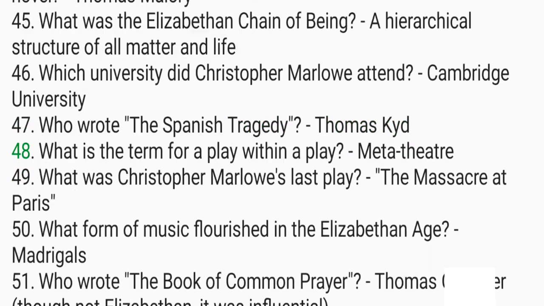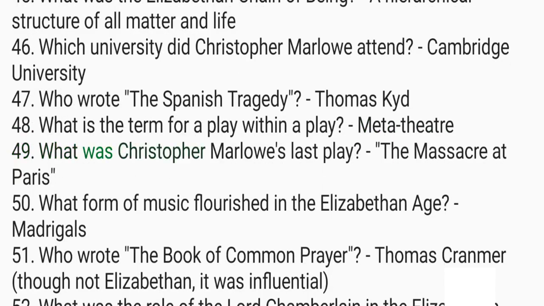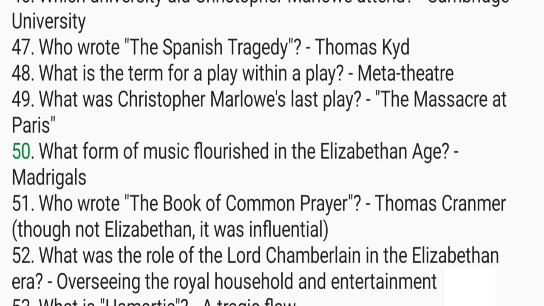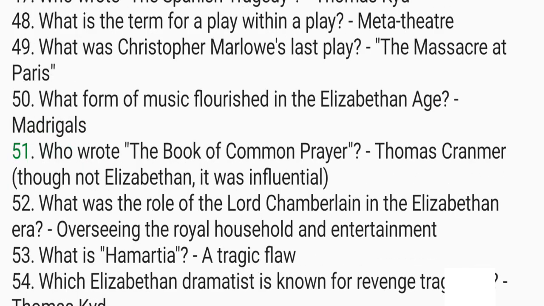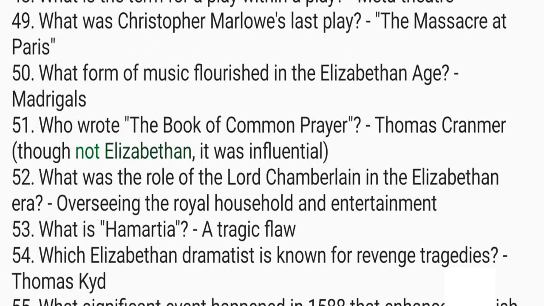47. Who wrote The Spanish Tragedy? Thomas Kyd. 48. What is the term for a play within a play? Metatheatre. 49. What was Christopher Marlowe's last play? The Massacre at Paris. 50. What form of music flourished in the Elizabethan Age? Madrigals. 51. Who wrote The Book of Common Prayer? Thomas Cranmer. Though not Elizabethan, it was influential.